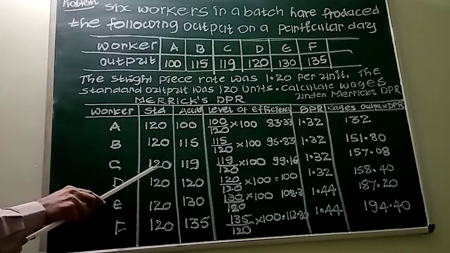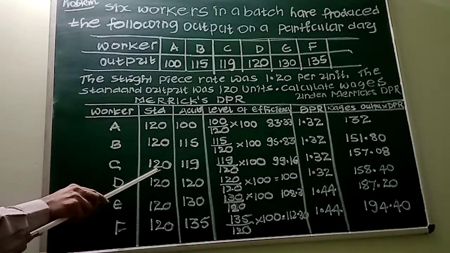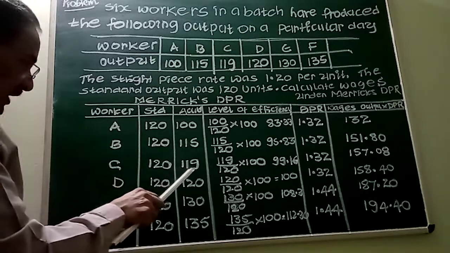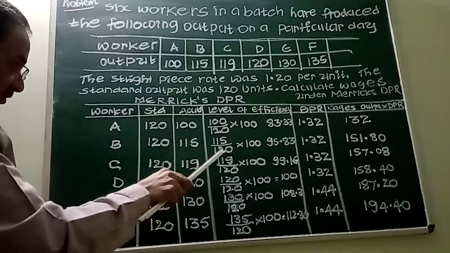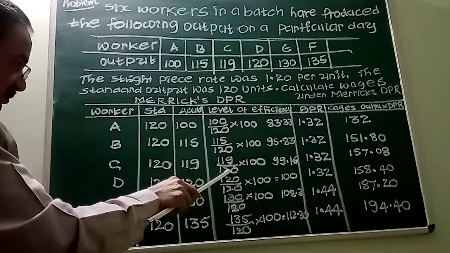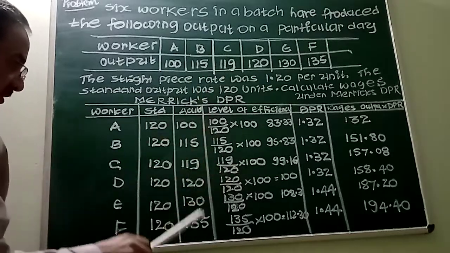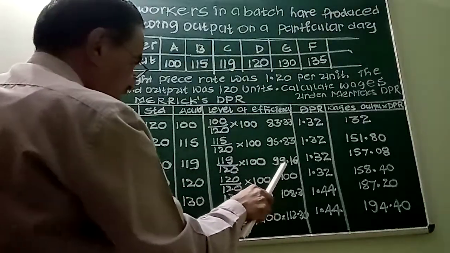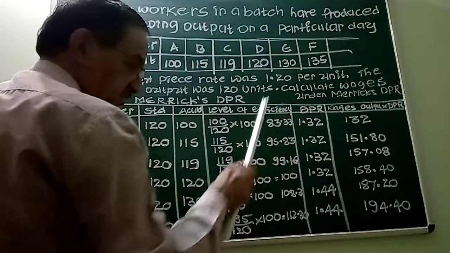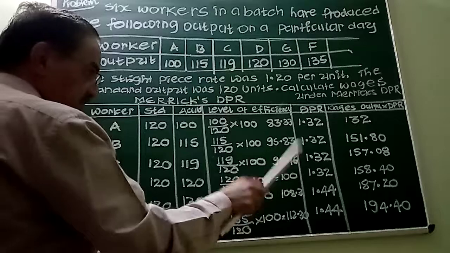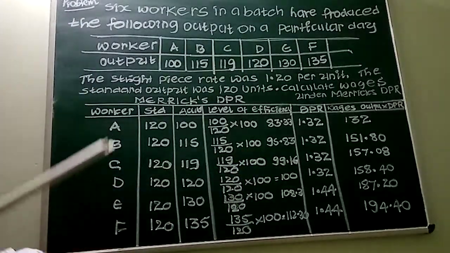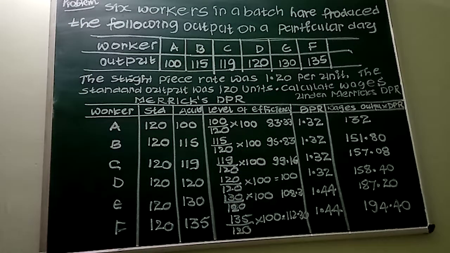Worker C, standard output is the same 120, whereas actual output is 119. So actual output divided by standard output into 100, his level of efficiency is 99.16. That means he is more than 83% but less than 100%.